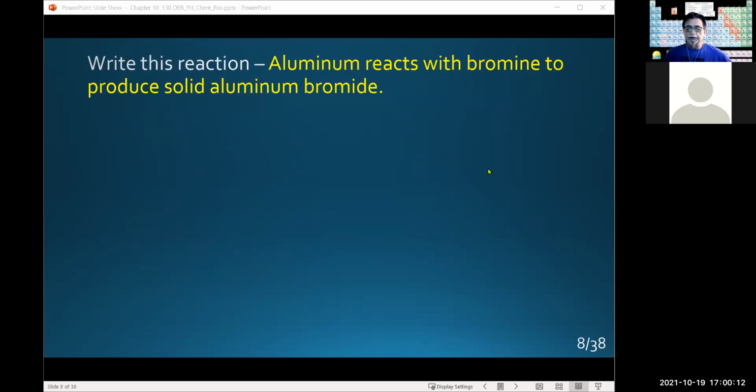And there's a balanced chemical equation. Here's another one. Just break it down.